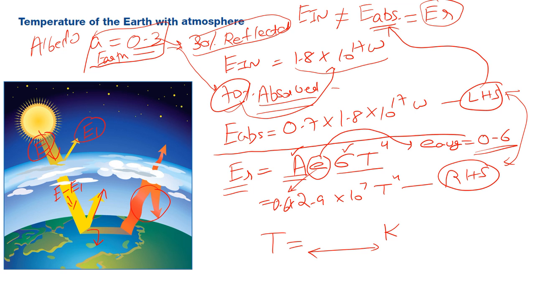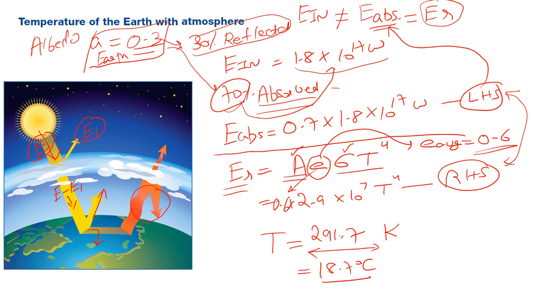All right, so I'm getting 291.7 in Kelvin, and if I subtract 273 from it, we'll get 18.7 degrees Celsius. So Saumil, just check, it is 18.7, not 18.3.